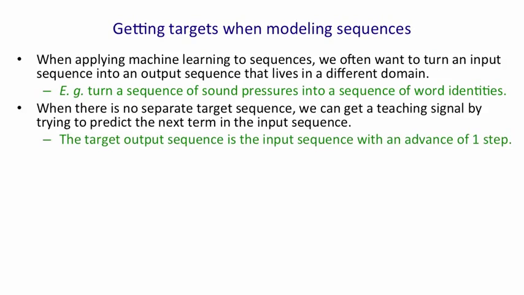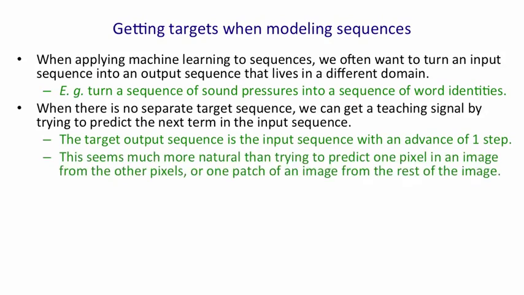Sometimes we don't have a separate target sequence, and in that case we can get a teaching signal by trying to predict the next term in the input sequence. So the target output sequence is simply the input sequence with an advance of one time step. This seems much more natural than trying to predict one pixel in an image from all the other pixels, or one patch of an image from the rest of the image.